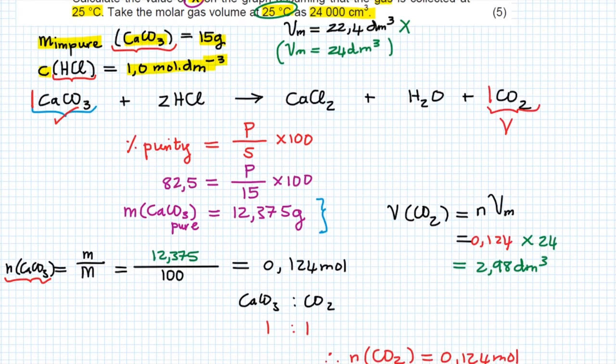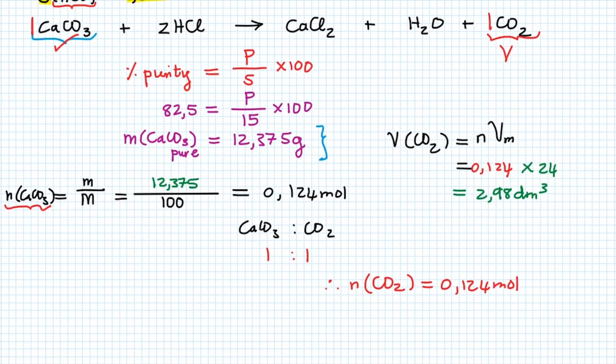In an answer to a question like this, you're going to get your marks as follows. Number 1, you're going to get a mark for the method that you use to determine the mass of the pure calcium carbonate. Number 2, you're going to get a mark for showing how you calculated the number of moles of calcium carbonate.